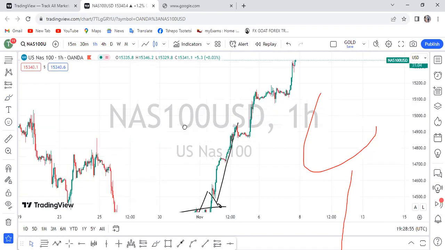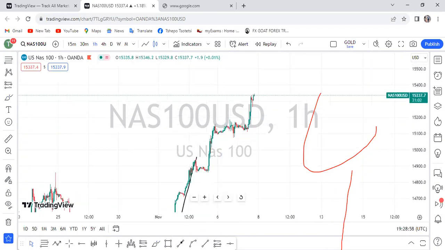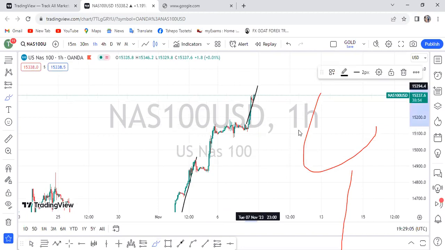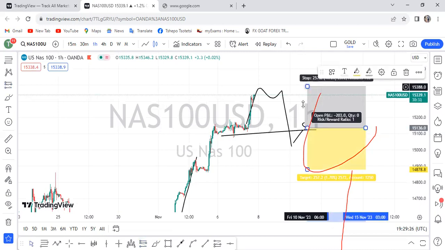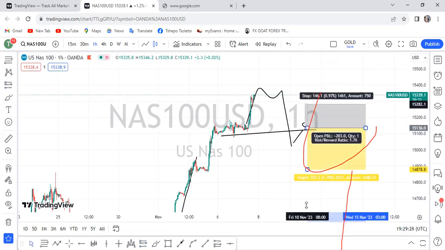So from where market is right now, we're in a bullish. So here, we're going to wait for the market to give us a double top, a break of this level here and a retest. Once it retests this level, that's when we're going to make our sell entry from this level here. That's when we're going to start taking our sell from here.